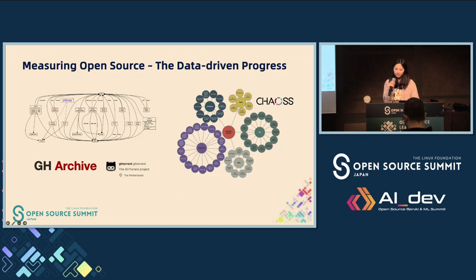You can get that data, and such projects can help us with data mining. And also from an organizational perspective, there are initiatives like the CHAOSS project. This project continuously defines metrics to help us quantify the projects and developers related to open source.